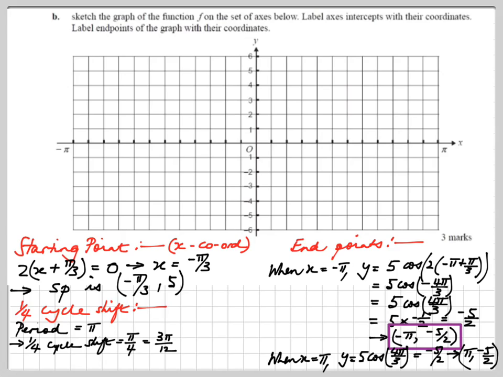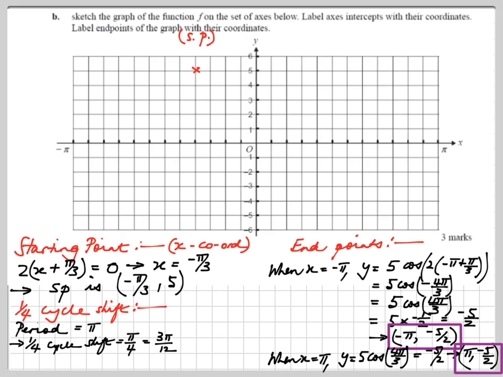Now, what else have we got to do? Oh, goodness. Yes, here we go. We're going to do it now, guys. Here's the starting point, right? Starting point was, now what was it again? It was minus pi on 3, which is 4 pi on 12, isn't it? Yeah. And 5. Y is 5.